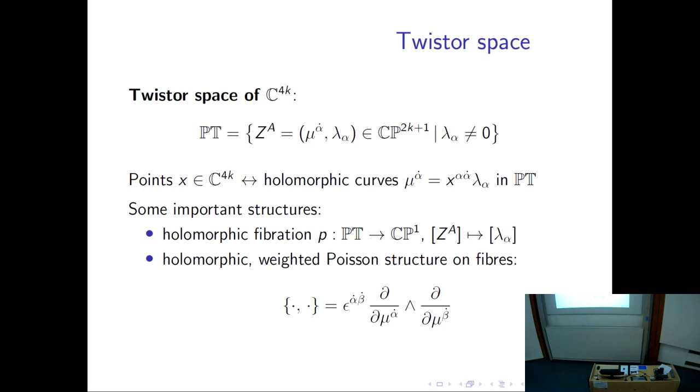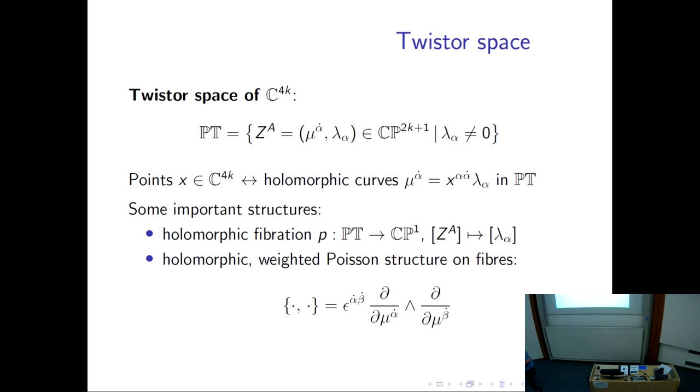I choose to divvy these up into 2K coordinates that I call mu alpha dot. Remember, alpha dot now runs over 2K different values. And then 2 coordinates that I call lambda alpha. And they're equivalent up to an overall, we identify them up to overall projective rescaling. So if I take a Z and multiply it by a non-vanishing complex number, that represents the same point in the complex projective space.